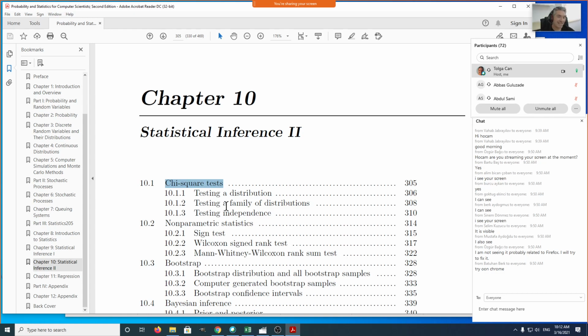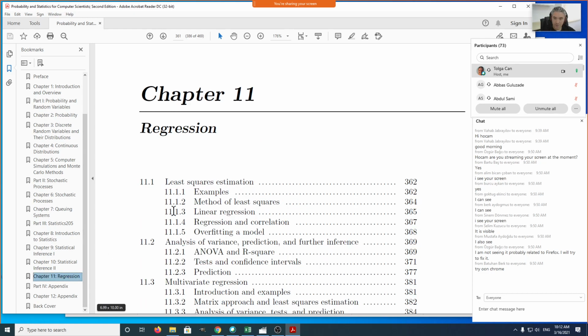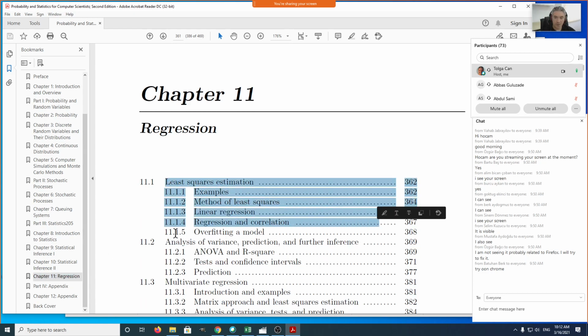You need to collect data and see how that data fits in this binomial distribution that we have, or another discrete distribution in the case of dice. We'll talk about least square estimation in chapter 11. We're not going to cover chapter 11.2 and onwards.